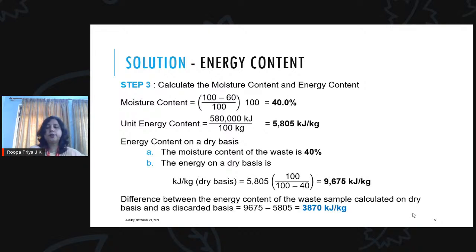According to the question, we have to calculate the difference between the energy content of the waste sample calculated on a dry basis and as discarded basis. We have 9,675 kilojoule per kg on a dry basis, and 5,805 kilojoule per kg as the unit energy content. The difference between these two will give us the actual answer, which is 3,870 kilojoule per kg. And this is our solution.